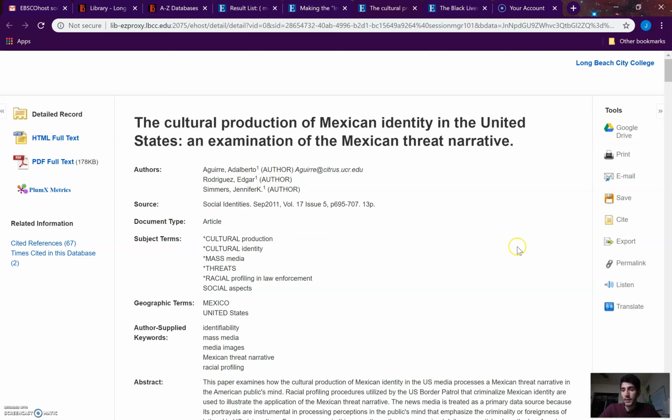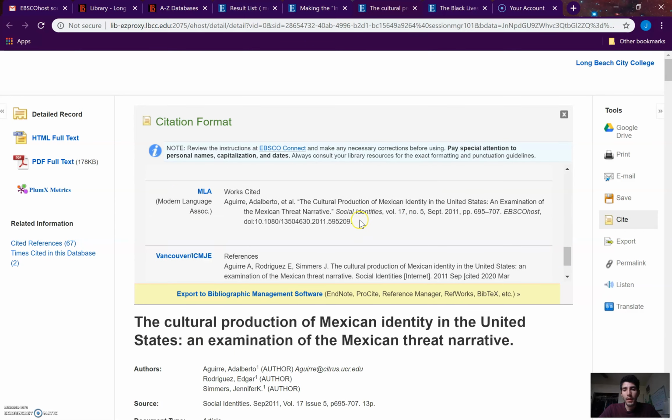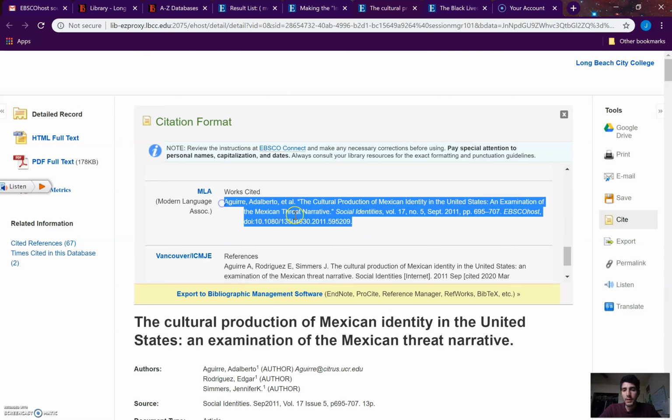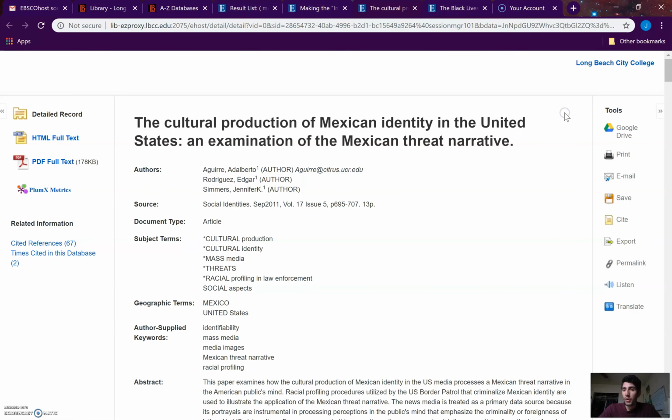Here's what I'm going to do next. What I love about the databases is that they have a cite feature. If I click on the cite feature right here, you can see it's going to give me an MLA works cited entry for the source. And this is really handy. You want to have these sources saved ahead of time so that when it comes time to putting your essay together, you can just copy and paste it. You don't have to return to finding it.